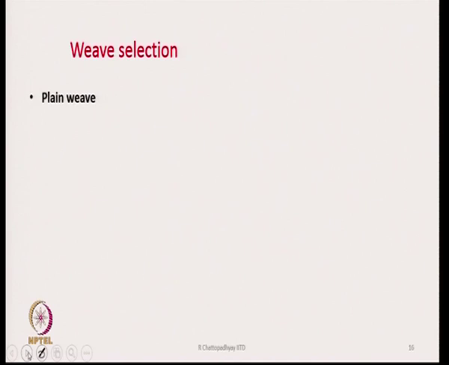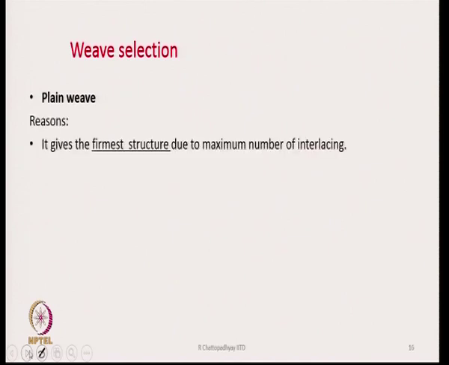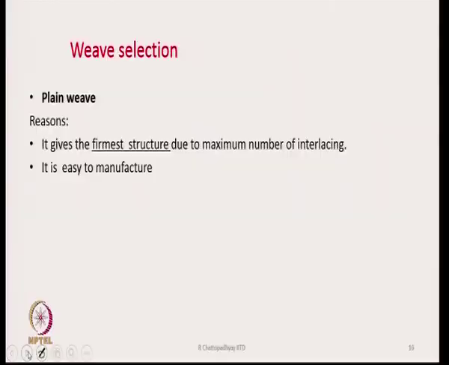The other important point that may come is the selection of the weave. As I said, we are going to choose the plain weave because it gives you the firmest structure due to the maximum number of interlacements. So, for such applications this kind of structure is suitable, and plain weave is easy to manufacture also.